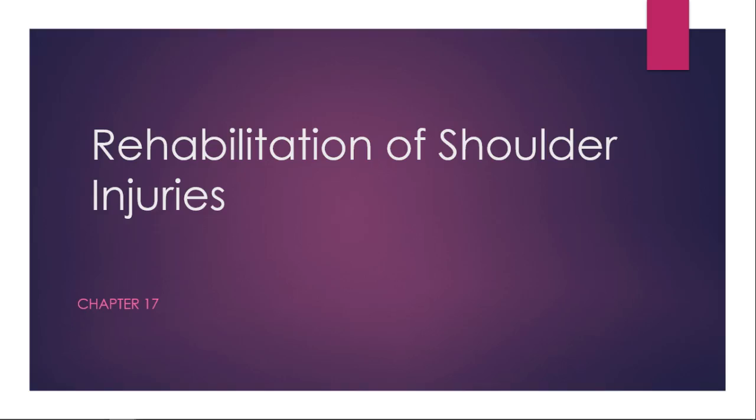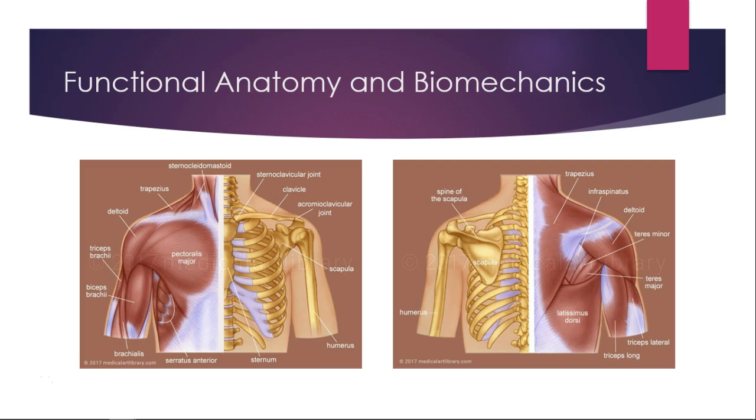This is Chapter 17, Rehabilitation of Shoulder Injuries. First three slides display the anatomy and some of the biomechanical considerations. This slide shows the bony and what we call the shoulder girdle muscles in the anterior and the posterior.